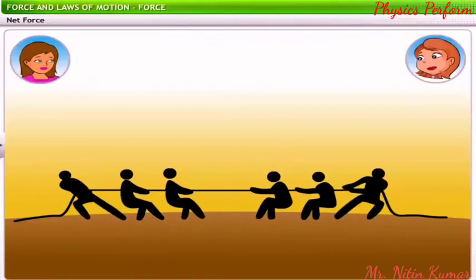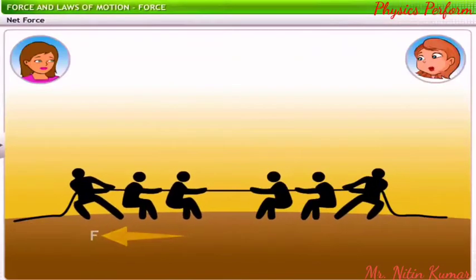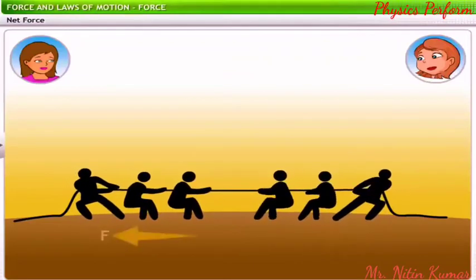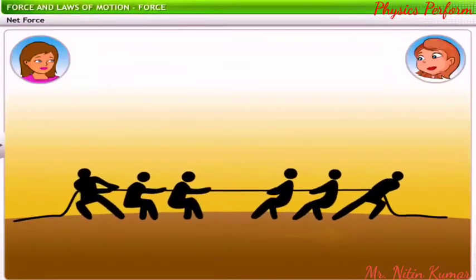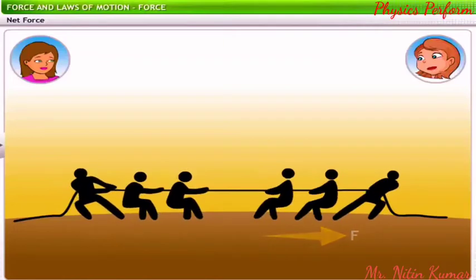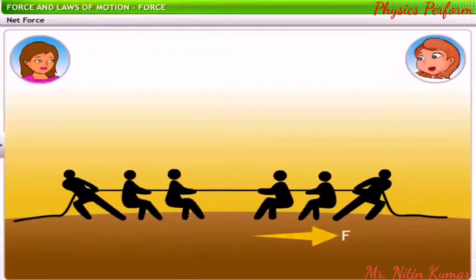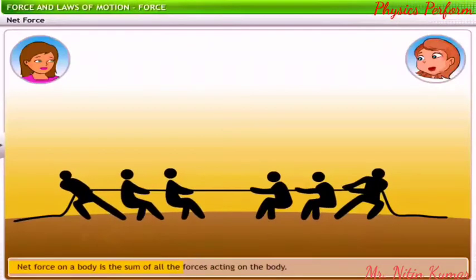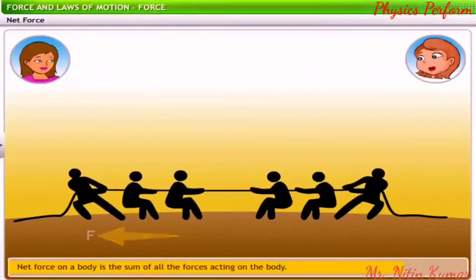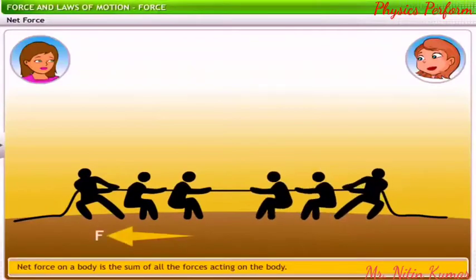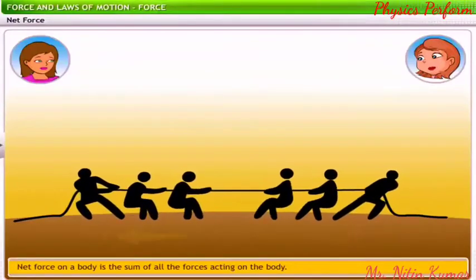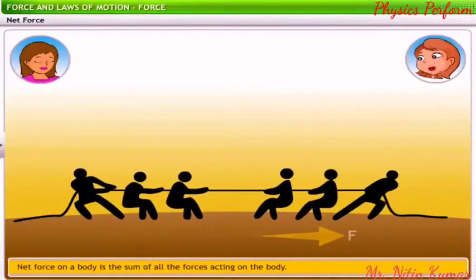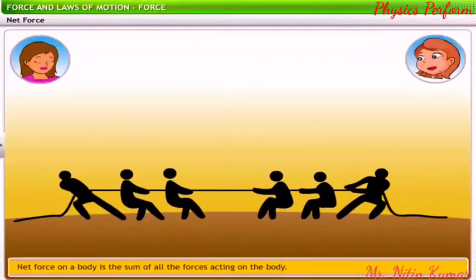That's right. In such cases, because force is a vector, we must consider the result of the multiple forces acting on the body. This resultant force is called the net force. Net force is the sum of all the forces acting on the body. The magnitude and direction of the net force on the body depends on the magnitudes of the individual forces and their directions.